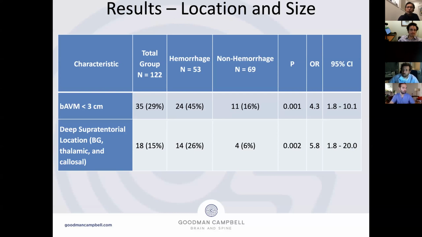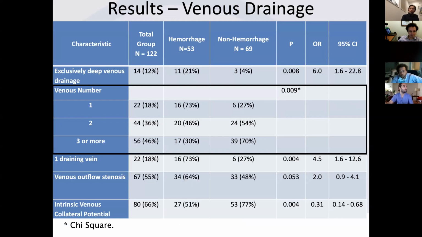Other associations included nidal aneurysms and non-peel-to-peel collateral, so non-watershed territory, which others have shown as well. But what interested us more is that there seemed to be a vein dose effect with respect to primary venous outflow and the brain AVM. So if we look at venous number here, 1, 2, or 3 or more, the association with hemorrhage with single venous outflow was 73%, 2 was 46%, and 3 or more was 30%. So it seemed to be almost a vein dose effect.